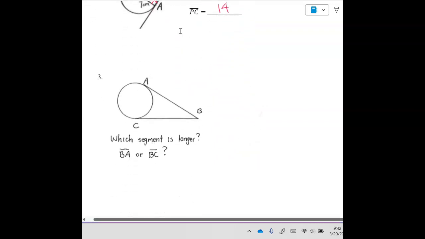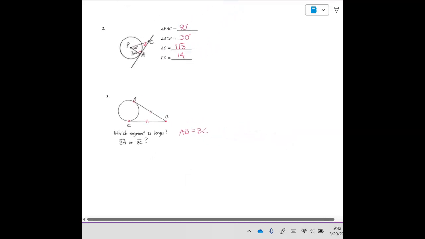We'll go through another example here. We have two tangents that are drawn to a circle from this outside point B. We see that one tangent hits at the point of tangency C, and another tangent hits at the point of tangency A. And by the corollary we learned earlier, we know that these two segments have to be equal. So we know that AB equals BC. Neither of them is bigger. We know that they have to be equal to each other.